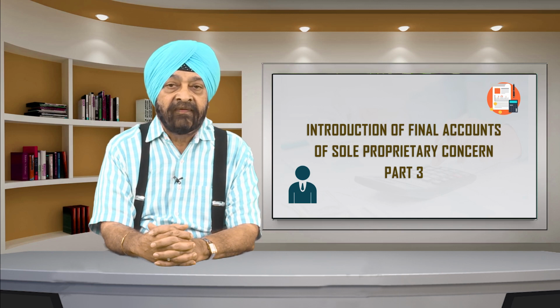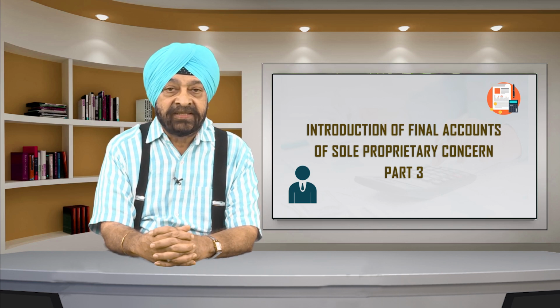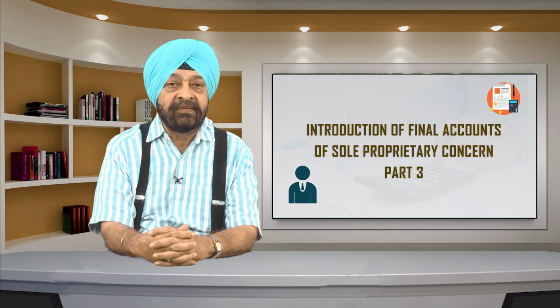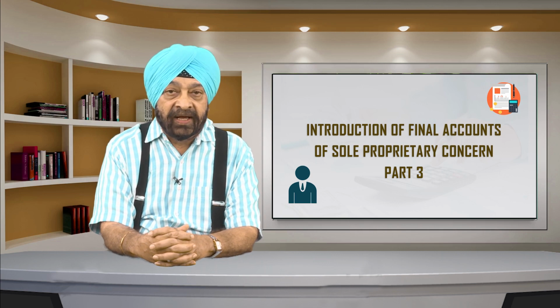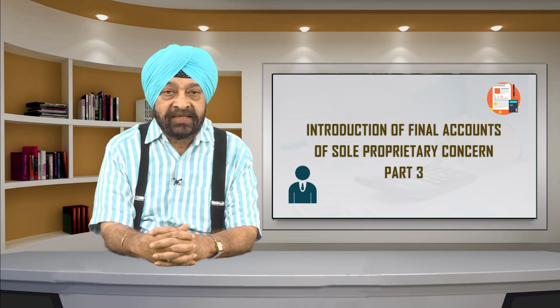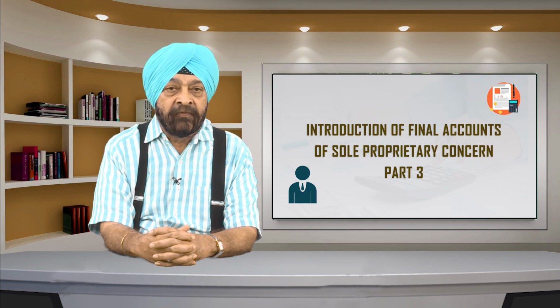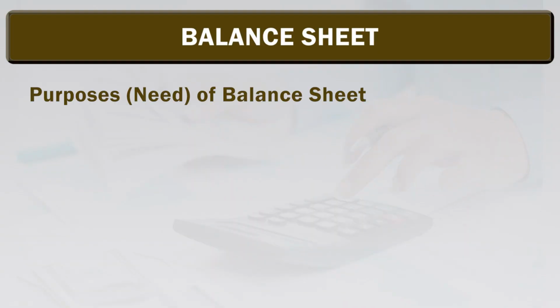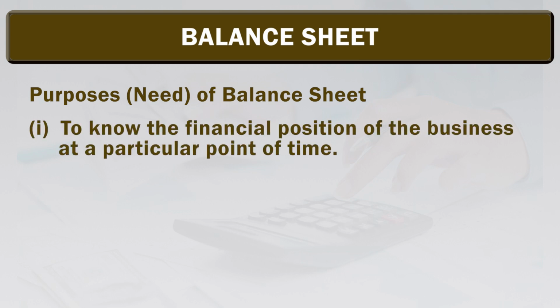These balances of liabilities and assets are presenting the financial position of the business. That is why the title of balance sheet is balance sheet as at dash dash year. For example, balance sheet as at 31st March 2025. Now friends, next point is about purposes of balance sheet. Let us study them, purposes or need or importance of balance sheet. From this, we can come to know the financial position of a business at a particular point of time.